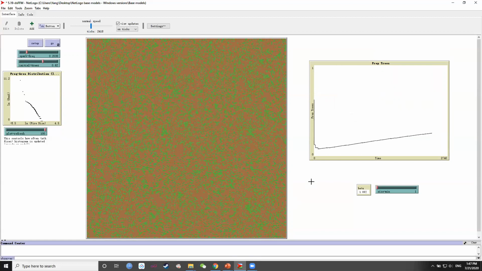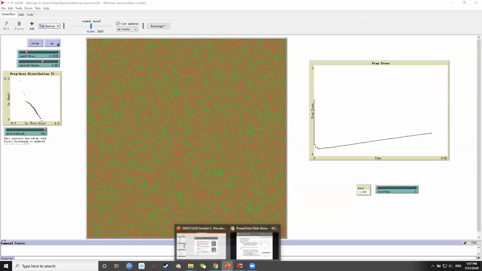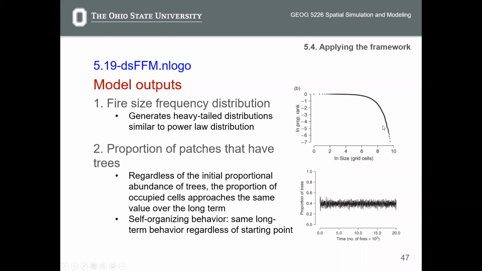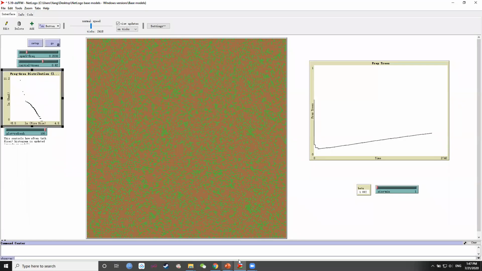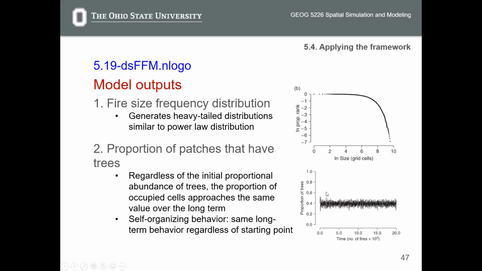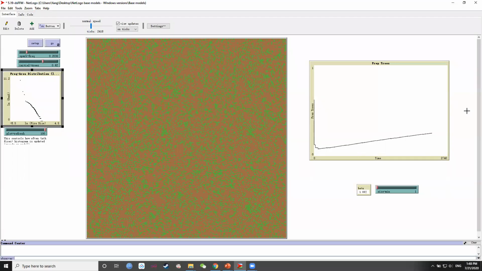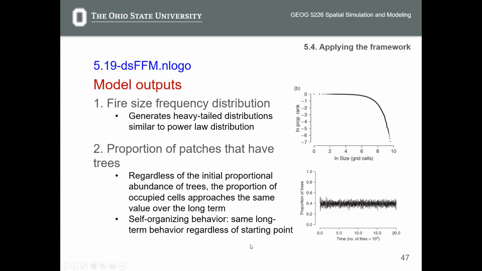When you try to draw conclusions, you need to run the same model maybe dozens of times or even hundreds of times, and each run should be long enough. We don't have time for that, so I'll just jump to the conclusion. Here is the histogram we saw on the left side of the space, and we also have the plot on the right side of this model, time versus tree proportion. They're very interesting.